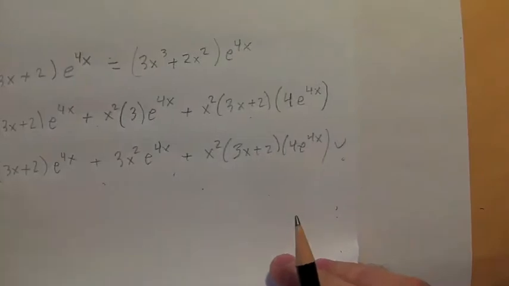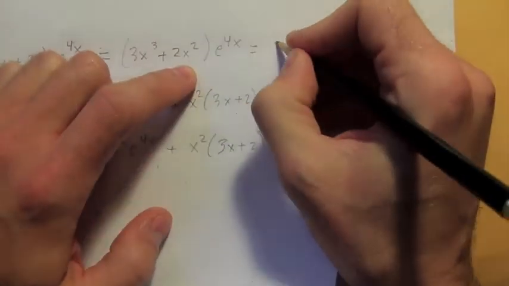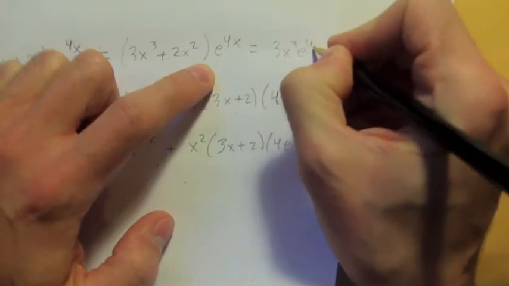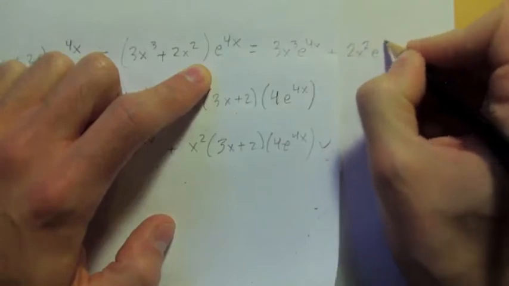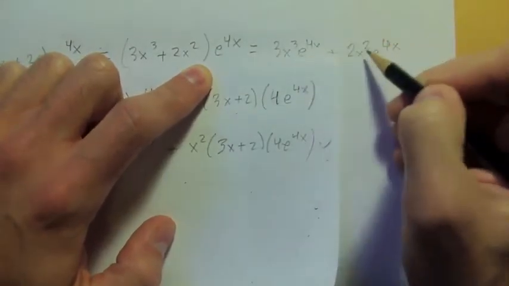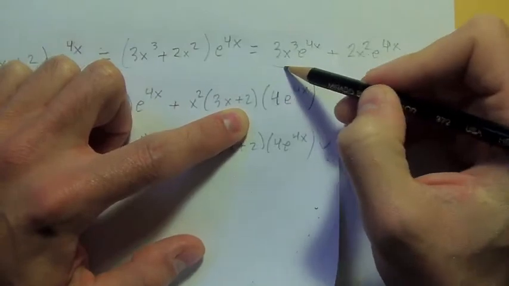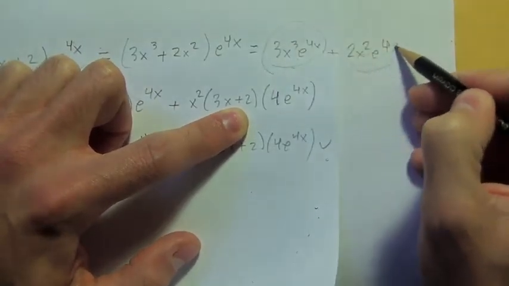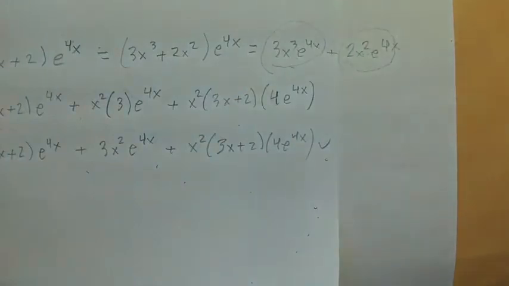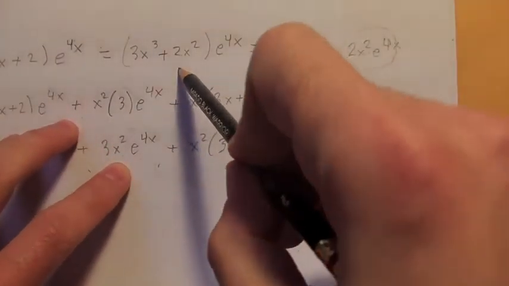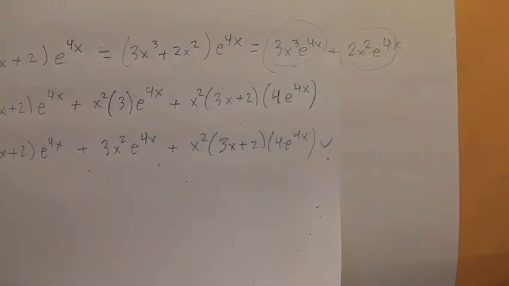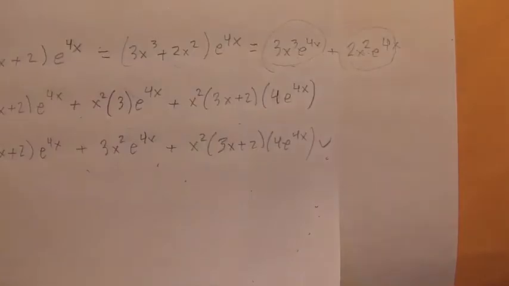But then if you expand further and say that this is 3x cubed e to the 4x plus 2x squared e to the 4x, well then you can't just use the power rules here, because you'd have to use a product rule here and then a product rule here if you actually wanted to take this derivative. And since you're already going to have to use a product rule anyway, you might as well just do one product rule instead of 2 product rules. Okay. All right, now let's take a look at the quotient rule.